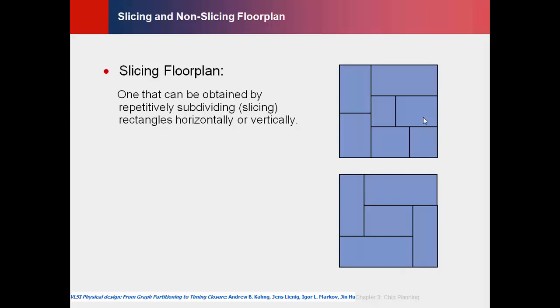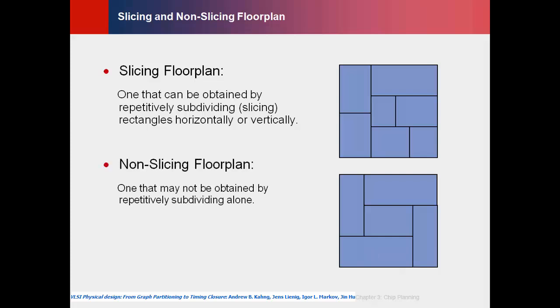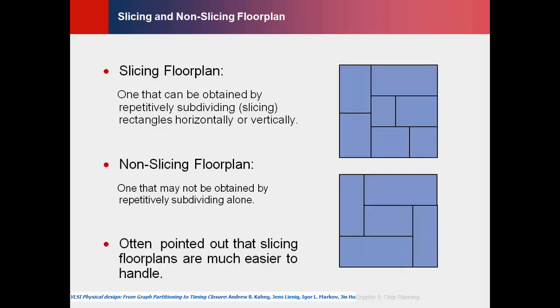But if you see the floor plan below here, the entire floor plan, the global bounding box, cannot be sliced horizontally or vertically. So this is what we call a non-slicing floor plan. And generally the slicing floor plans are much easier to handle by the computer.